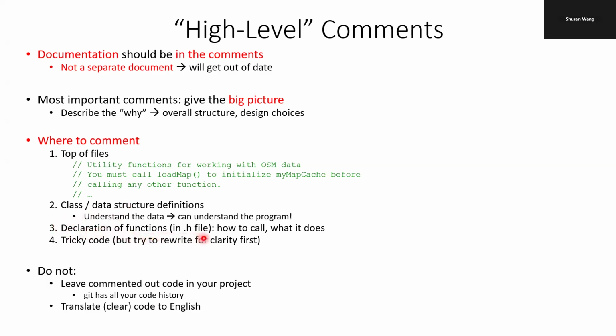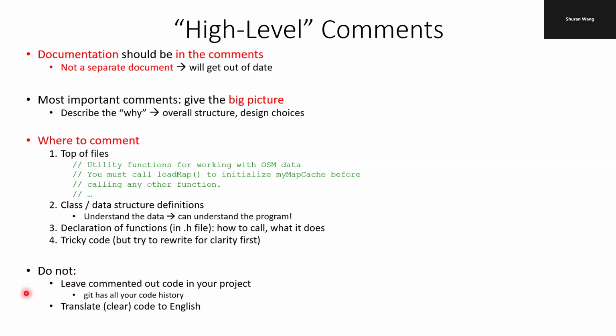Declaration of functions: how to call, what it does. This is also important, but for each function. Tricky bits of code. For each tricky bit of code, try to rewrite for clarity first. If it's not clear enough, put one line of comment for the code block.